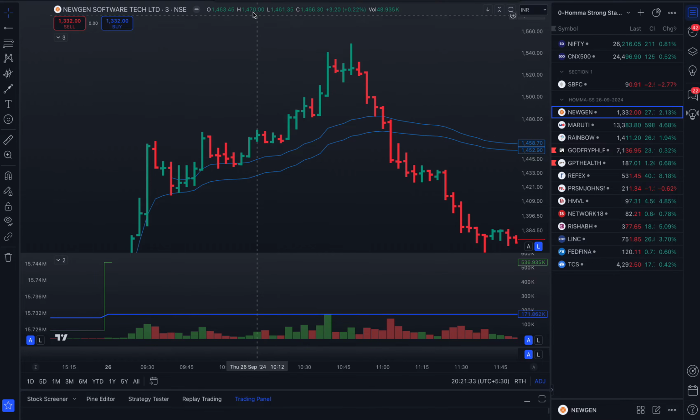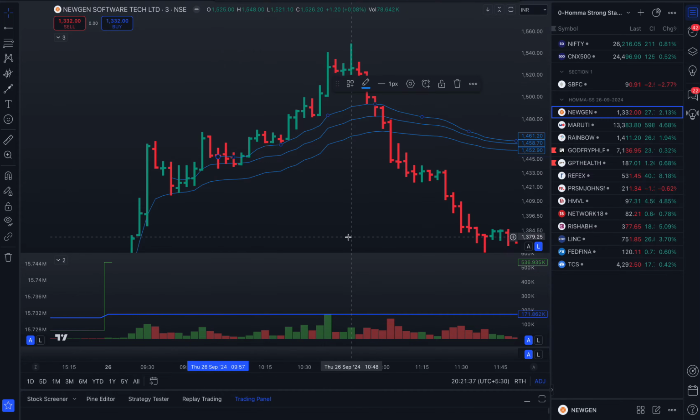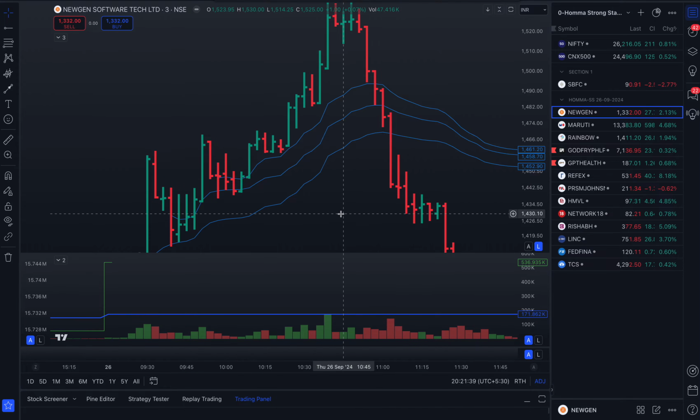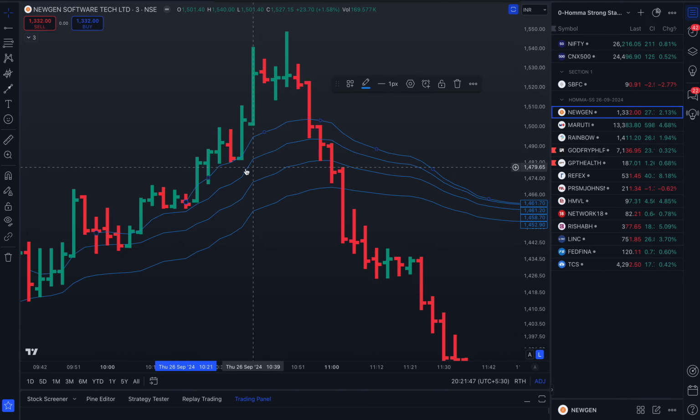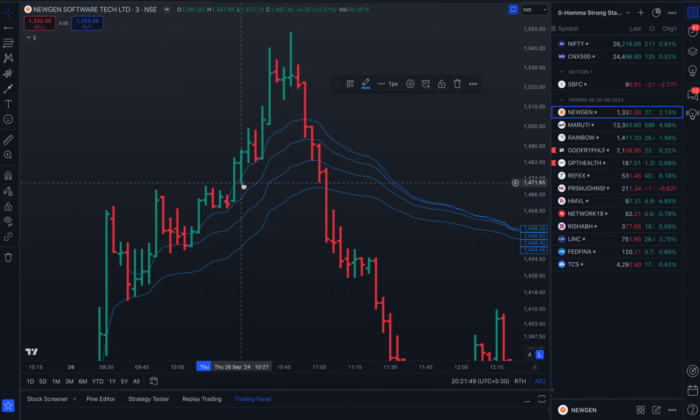Okay, now because it got supported here, you can again anchor another one here. And you will see that this will also again support here. And you can do similar things as many times as you want. You will basically find areas.